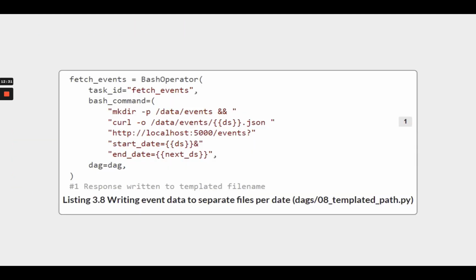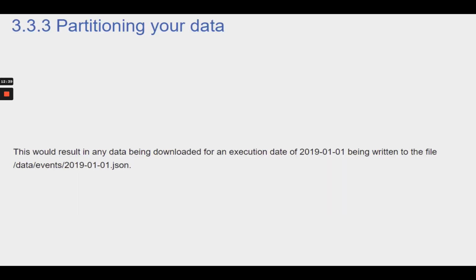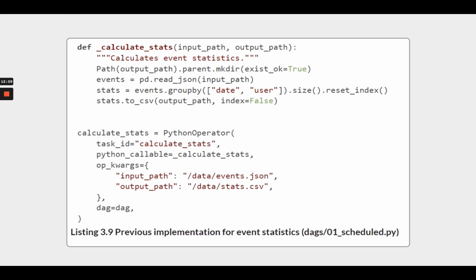An alternative approach is to divide our dataset into daily batches by writing the output of the task to a file bearing the name of the corresponding execution date. This would result in any data being downloaded for an execution date of 2019-01-01 being written to the file /data/events/2019-01-01.json. This practice of dividing a dataset into smaller, more manageable pieces is a common strategy in data storage and processing systems and is commonly referred to as partitioning, with the smaller pieces of a dataset the partitions.